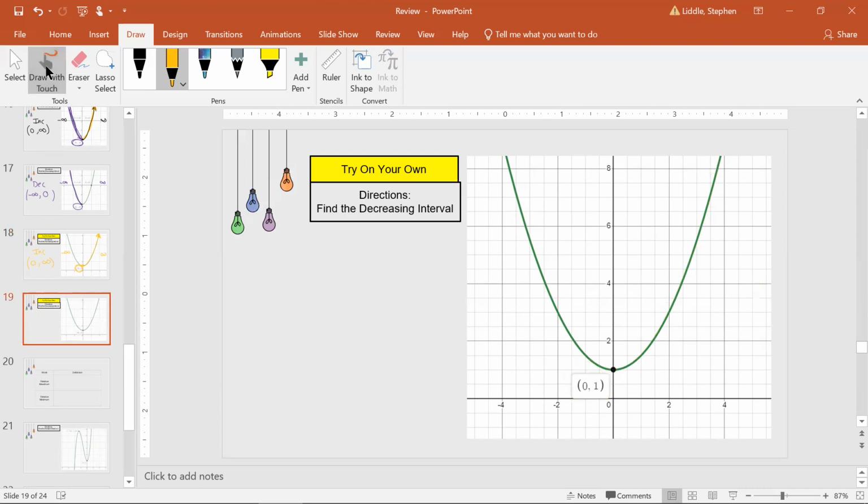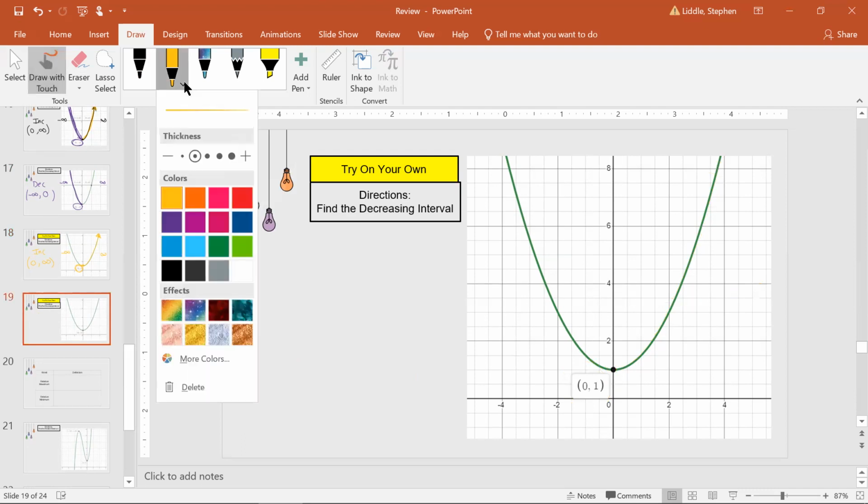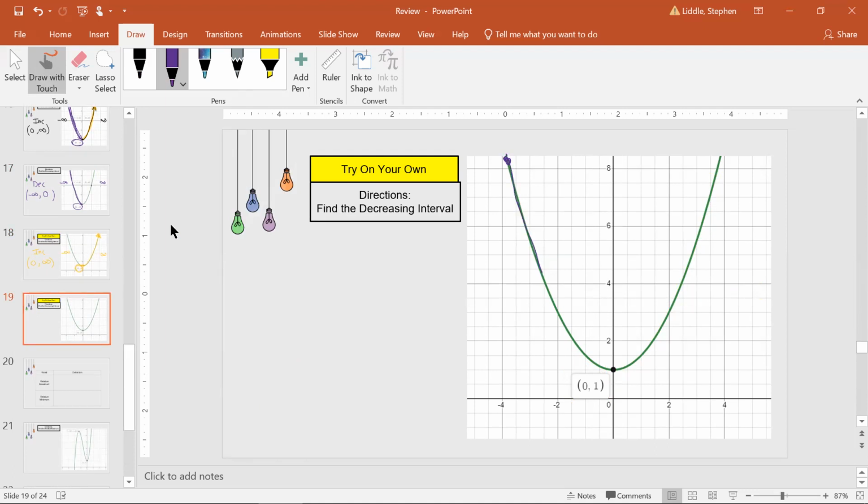As we're moving to decreasing, I start my pencil on this green line here and move down all the way to 0, 1. We are decreasing, what I colored in purple. Since over to the left side starts negative infinity, right side is infinity, we are decreasing from negative infinity to 0.